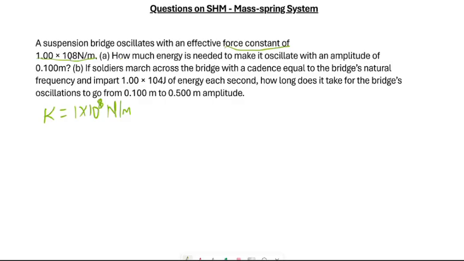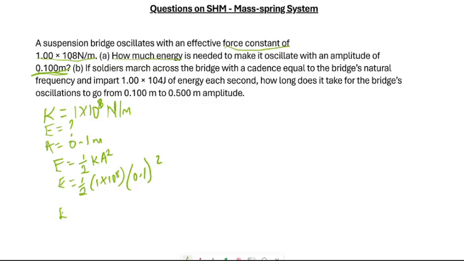So we were now told to find the energy. So we are looking for our energy. How much energy is needed to oscillate it with an amplitude of 0.1? Now, the amplitude is 0.1 meter. And don't forget that our total energy is equal to half Ka square. So we just input our values and we will get what we want, 0.1 all squared. If we punch this into the calculator, we should get 5 times 10 raised to power 5 joules.